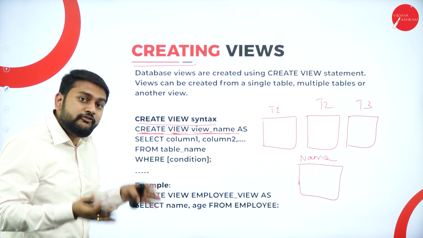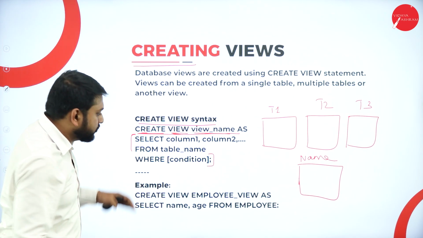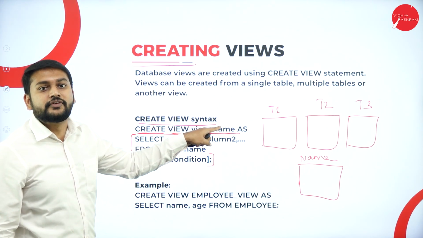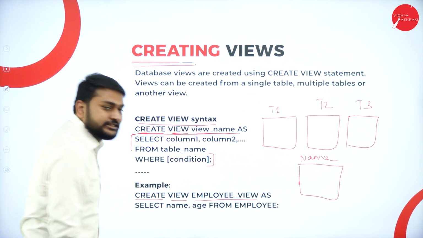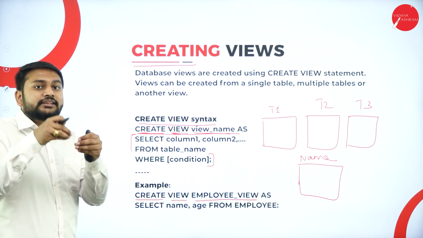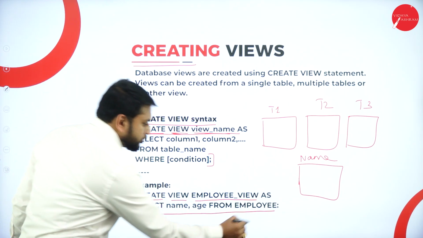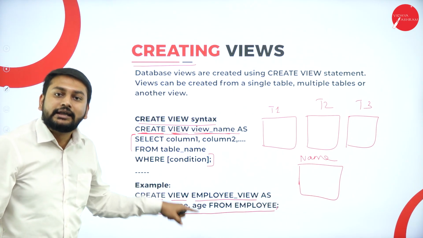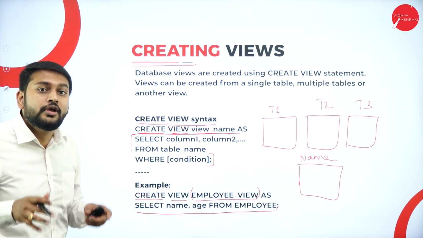So where is the data coming from? For that, I will write the query here. This query will fetch the data, and I will name it whatever view name I have given here. For example, observe here: create view employee view as. I've written the syntax like this, but from where I'm taking the data, that is what you need to observe here: select employee age from employee. The data I'm taking from the employee table is what I will treat as the employee view. That's what you need to remember.